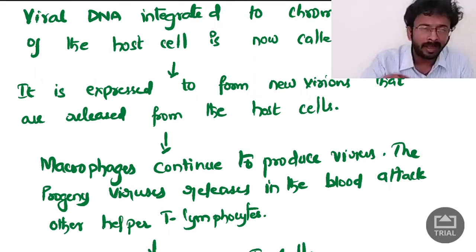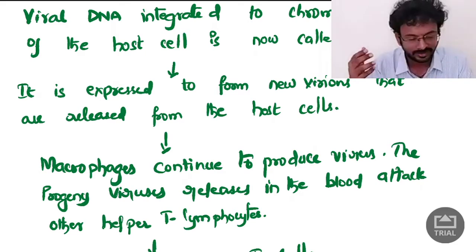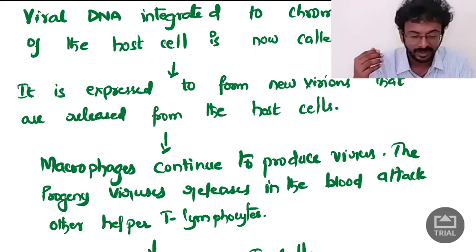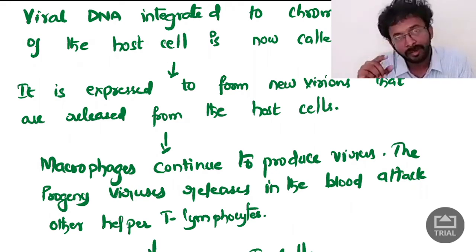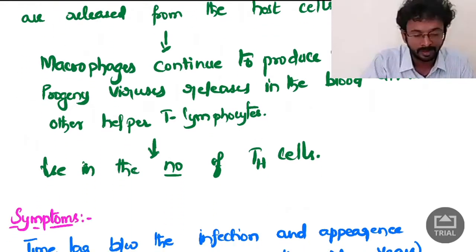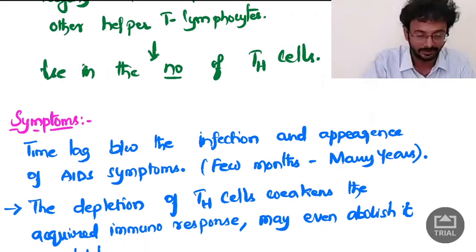Now macrophages continue to produce this virus. The progeny of virus released in the blood attack other T helper lymphocytes. So after macrophages, it attacks T helper lymphocytes and further decreases the number of T helper cells.